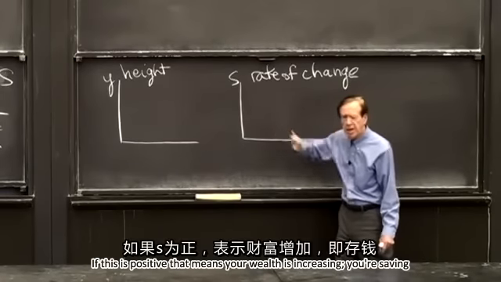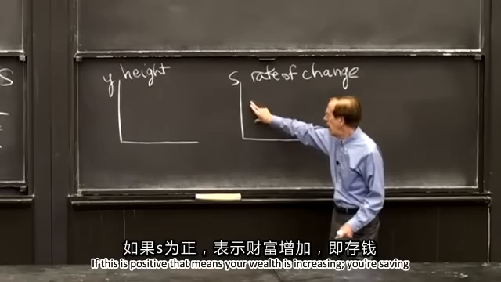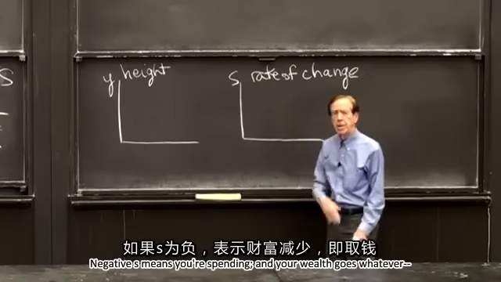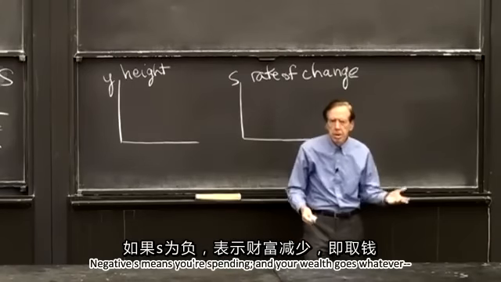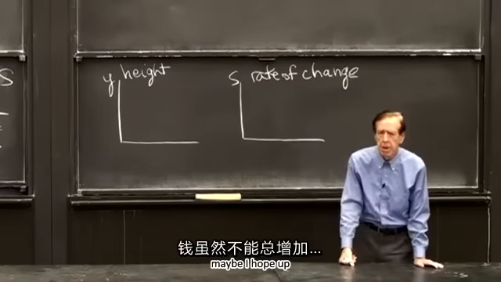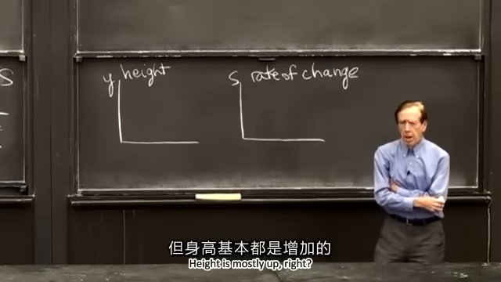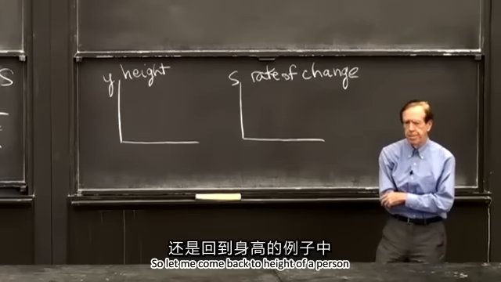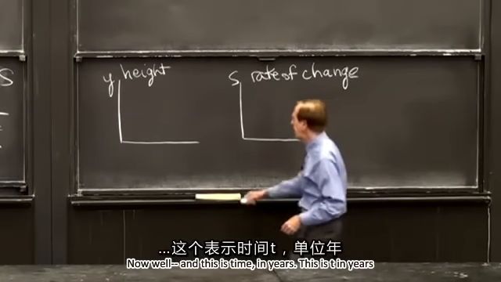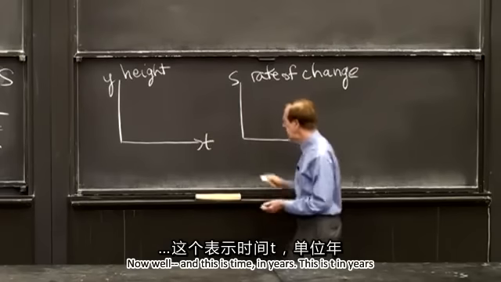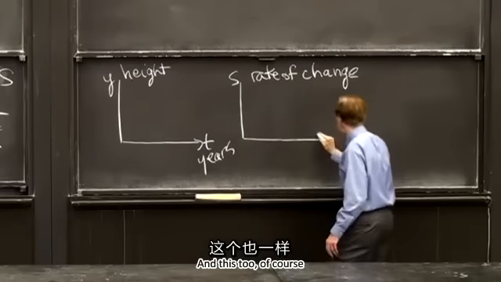If S is positive, that means your wealth is increasing, you're saving. Negative S means you're spending, and your wealth goes whatever. Maybe, I hope, up. Height is mostly up, right? So let me come back to height of a person. Now, and this is time in years. This is t in years. And this too, of course.